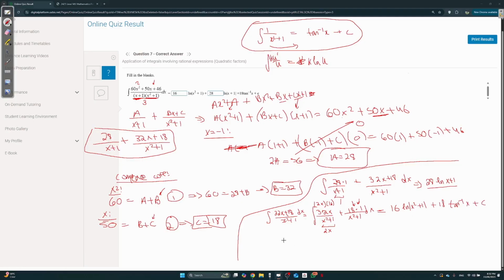So let's combine everything together. We're going to get 28 ln|x plus 1| plus 16 ln of x squared plus 1 plus 18 tan inverse x plus c. This is your solved integral. Okay, so you have 28 for x plus 1, you have 18 for tan inverse, and you have 16 over here for the ln of x squared plus 1.